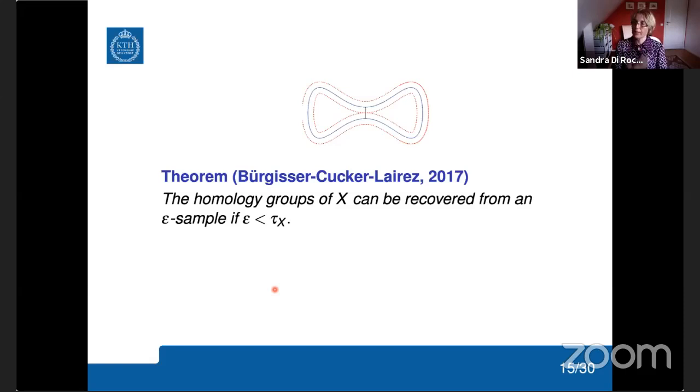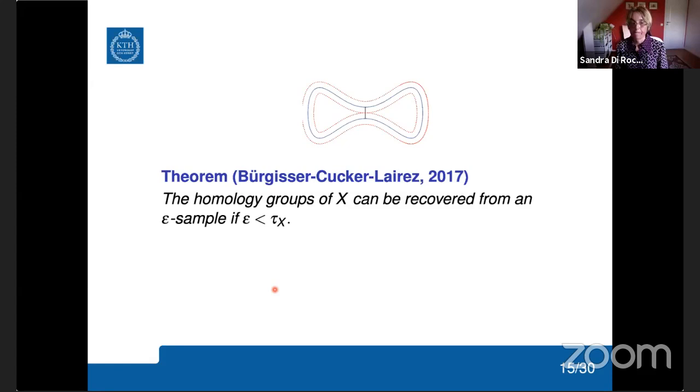And of course, not so surprisingly, from the heuristics that we have been describing so far, one can prove, and this is a nice theorem, that if we take an epsilon sample of the variety with epsilon strictly less than the reach, then we can be sure that this sample recovers the topology of the variety. So now our original problem, which was to construct a sample and make sure that this sample recovers the topology of the variety, can be translated to computing the reach. Because once we compute the reach, if we can construct a sample, then we know which density we need.